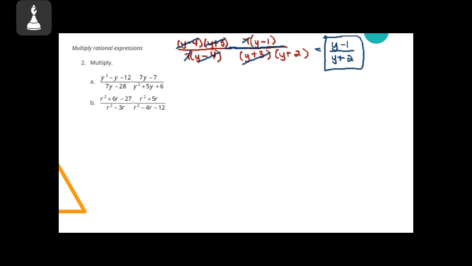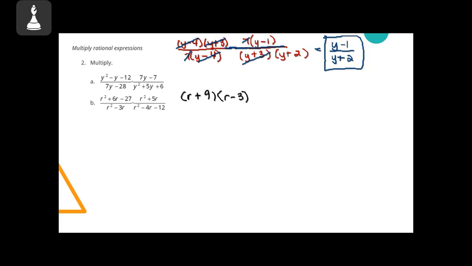Working with b. R squared plus 6r minus 27 is a trinomial. We are looking for the 2 numbers that are going to multiply to negative 27 and add to 6. So if I multiply to a negative, I got to have one positive and one negative. And what would that be? 9 and 3. 9 minus 3 is 6. 9 times negative 3 is negative 27.